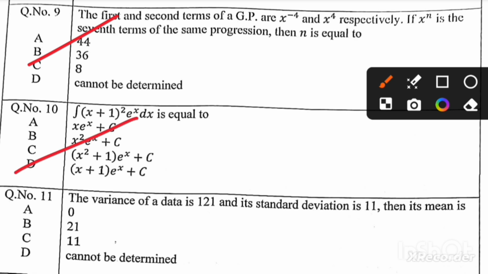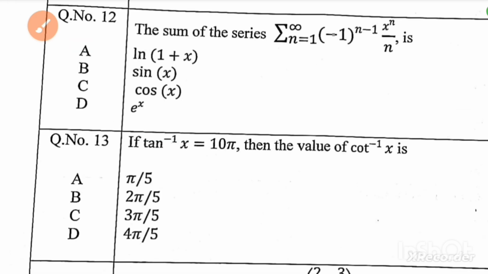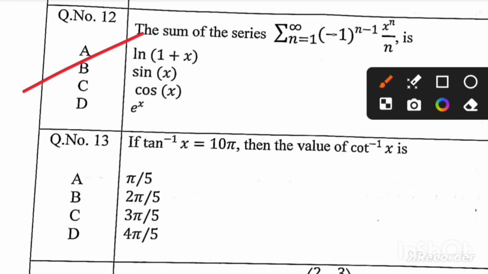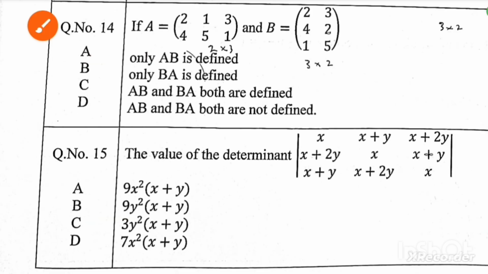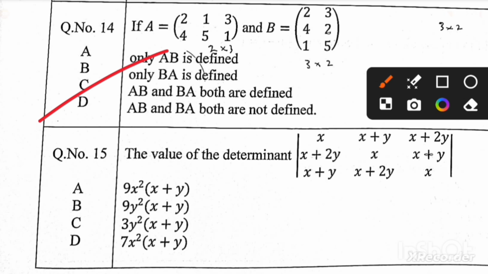Then 11, the answer is cannot be determined. The sum of the given series is option A. Then the value of cot⁻¹x is 3π/5. Question number 14, the answer is option C. Then 15, the value of the determinant is 9y²(x + y).